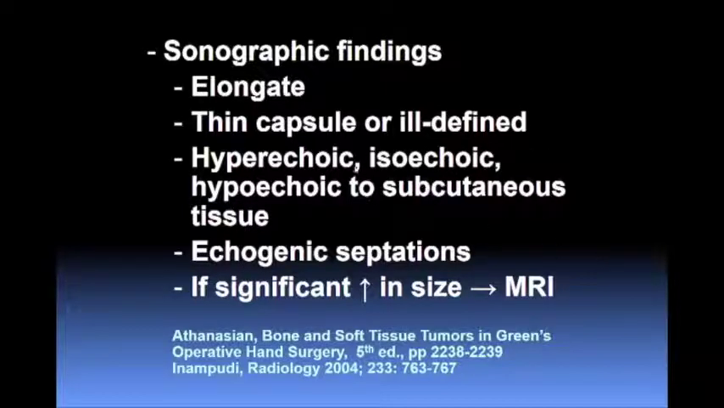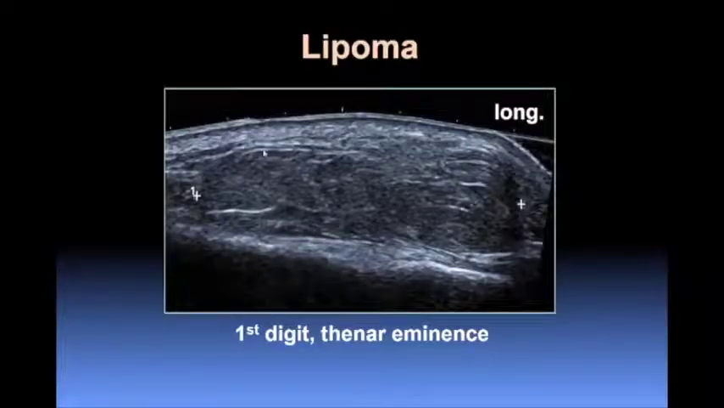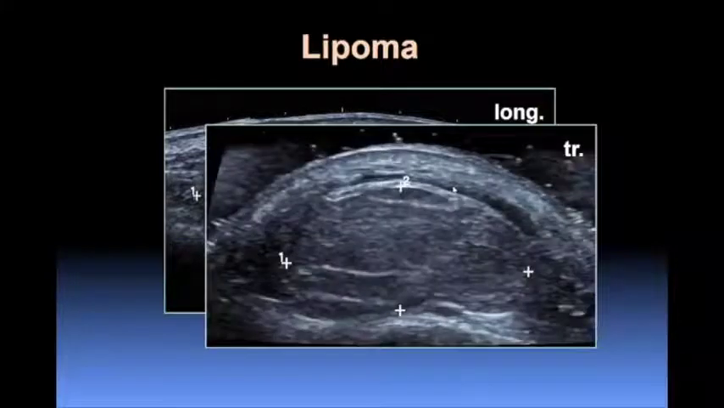And this is really highly unusual. Most of the time in the hand and wrist, they're small little lesions. Here's one that was in the thenar eminence. This seems to be fairly commonplace. I've seen a few of these over the years, and you can see this slightly hypoechoic lesion with these thin echogenic septations within it. Here's just a transverse view. So this one was pretty well defined, and we were able to easily measure it and report that to the clinician.